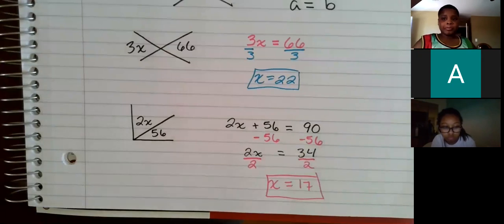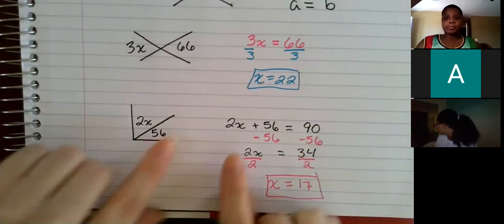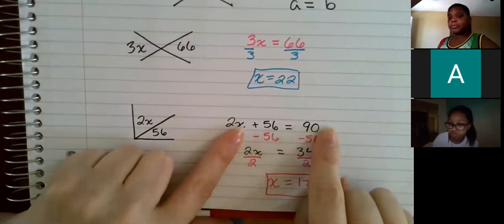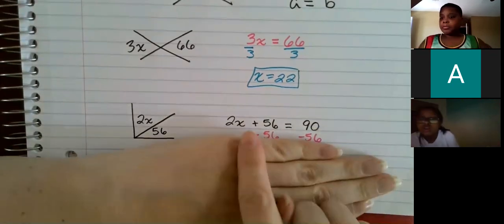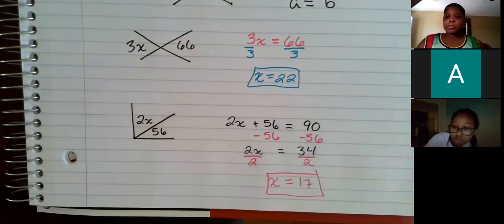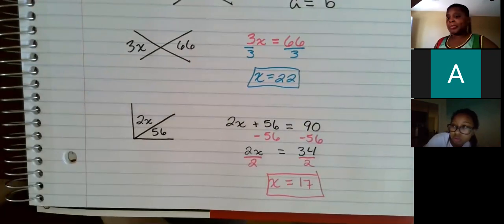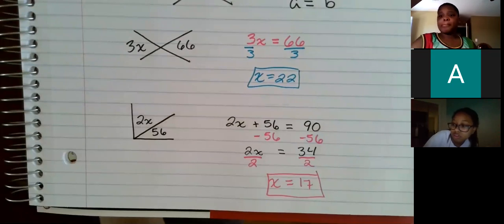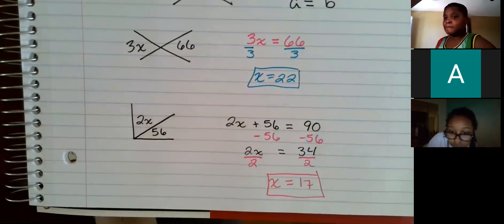It might not even be asking you to solve it. It just might be asking you, what is the correct setup for the equation? In which case, this right here, the 2x plus 56 equals 90, that would be your correct setup. So some of the questions you might be solving, some questions you might just be telling them how to properly set it up. Okay? So you need to make sure that you understand that kind of difference.